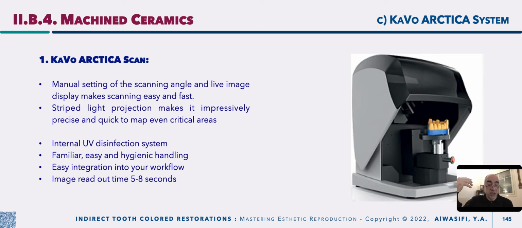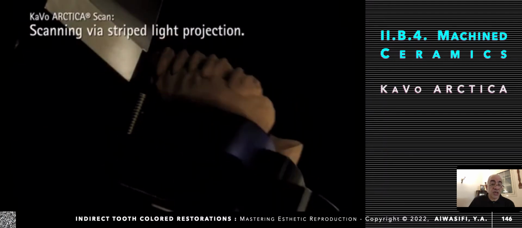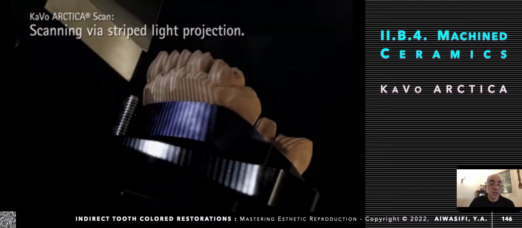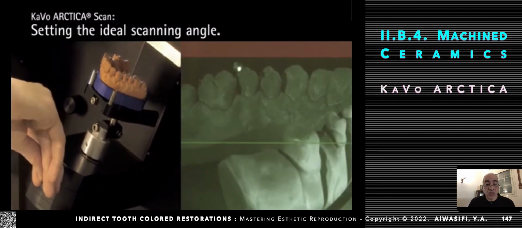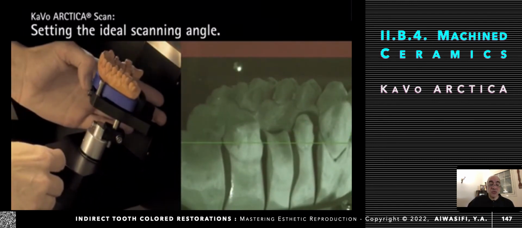At the same time, reading the image will not take more than 5 to 8 seconds to be completed. In this short clip, you could note the striped scanning of light, striped light projection, that allows you to detect even the critical areas and fine details. Here you could move the tripod or the table in different directions, and you could get a real-time scanning of your picture until you are satisfied by the results, and until it is completed.